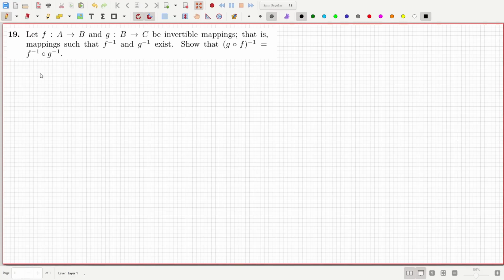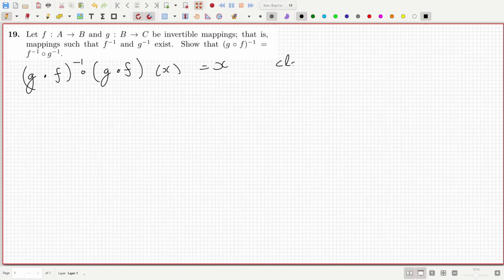Okay, let's see here. G composed with F inverse, and then apply that to G composed F on X, for example. That should be X. That's just the definition of the inverse.